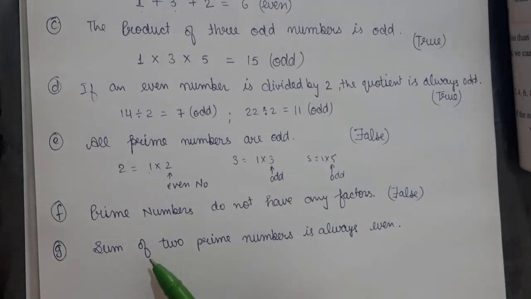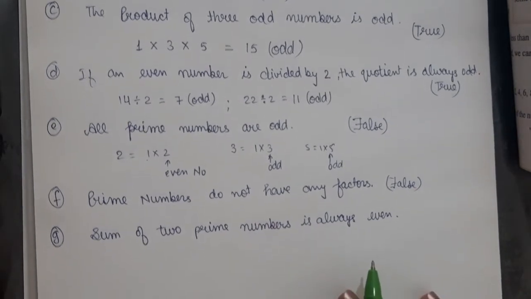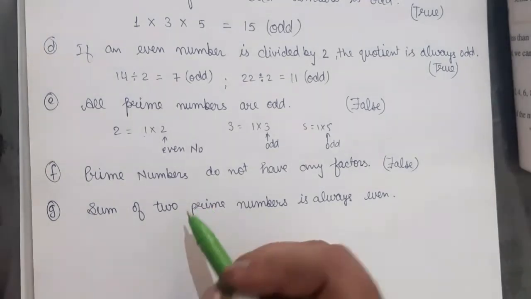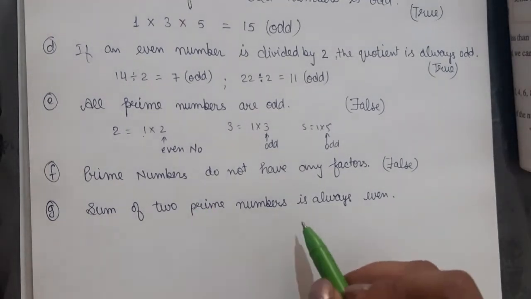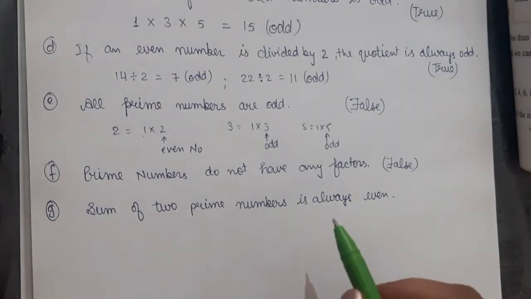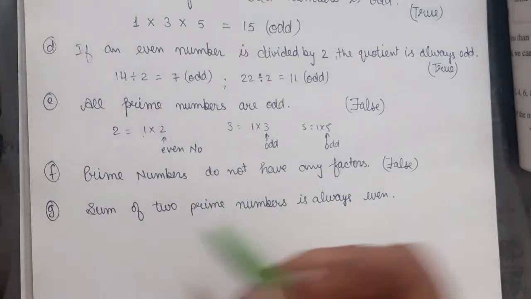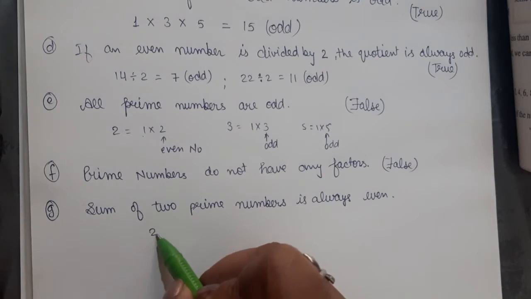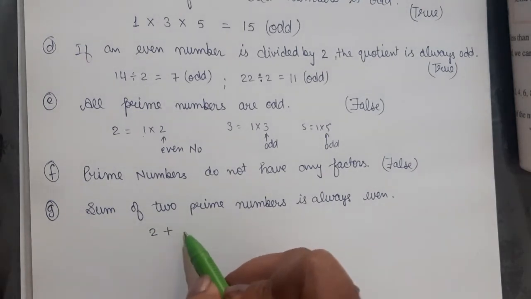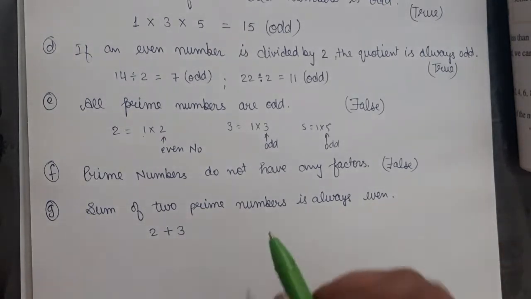Here in the G statement, we have to find out whether the sum of 2 prime numbers is always even. Let us check how it can be possible. We will never take 1 as a prime number. We have read earlier that 1 is neither prime nor composite. So we will not consider 1 as a prime number. So we will consider another number, like I am taking 2 and another prime number like 3. They both are prime numbers.